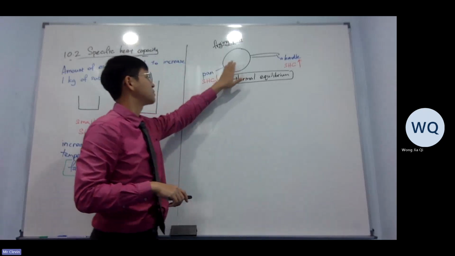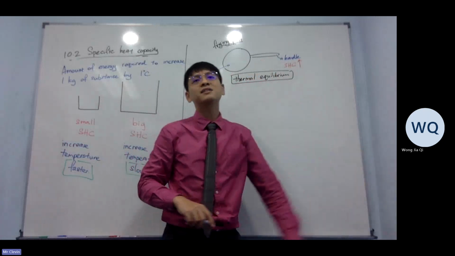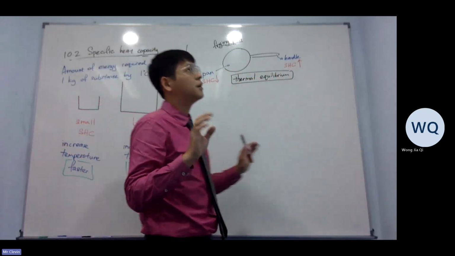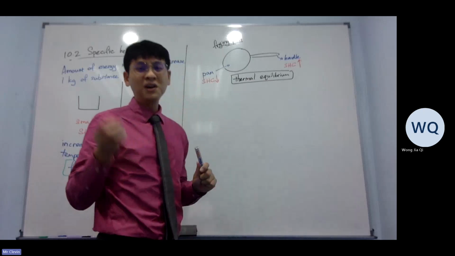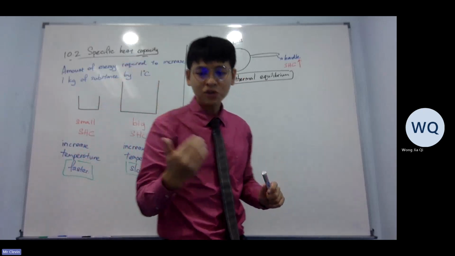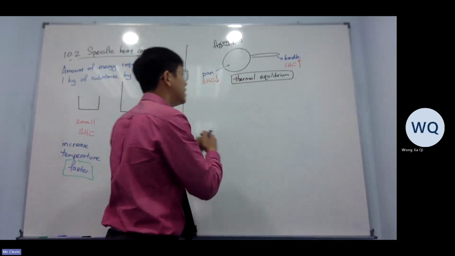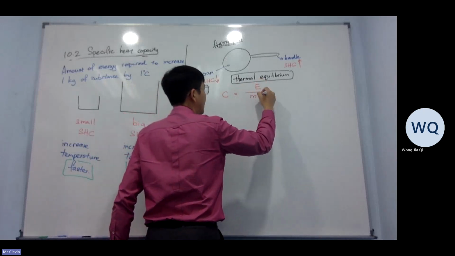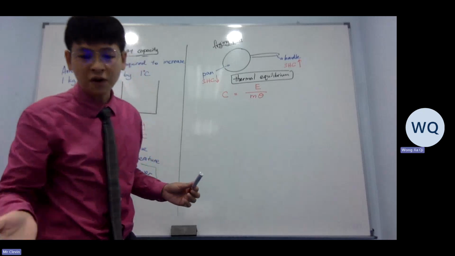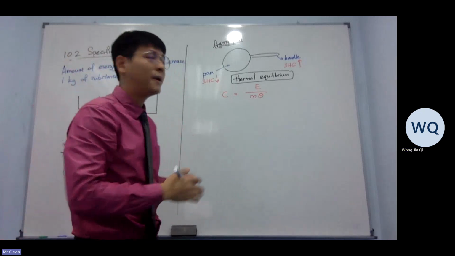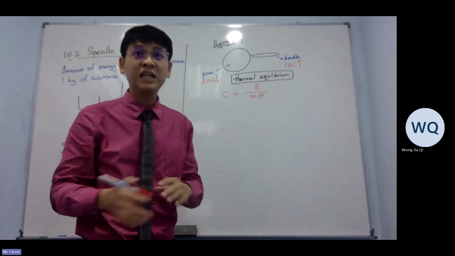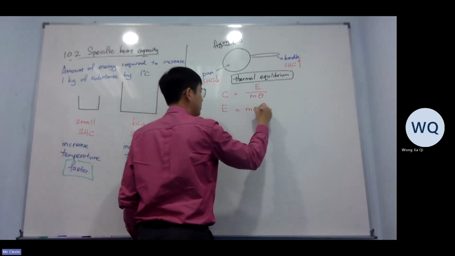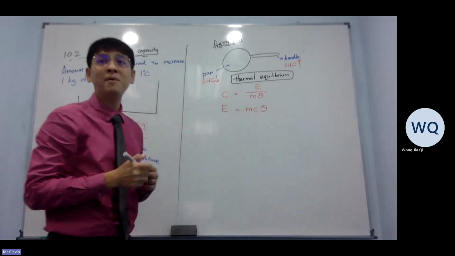So now you know what specific heat capacity is. The next thing is the formula. I might give you a slightly different arrangement. Let me show you the one given in the book first. The one given in the book is C = E / (mθ). But to make it easier to understand, I would say E = mcθ. I prefer you guys to remember this.